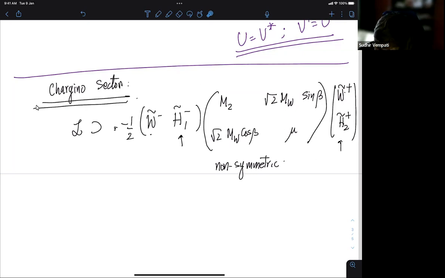Now notice that it is proportional to MW. Why is it proportional to MW? Because it is only proportional to g squared. There is no g prime squared. That is the reason you have only MW. This mixing of the charged and neutral happens only in the SU(2) case, not the U(1) case, because in the U(1) case there are no charged particles. So the mixing between charged and neutral happens only for SU(2), not for U(1).